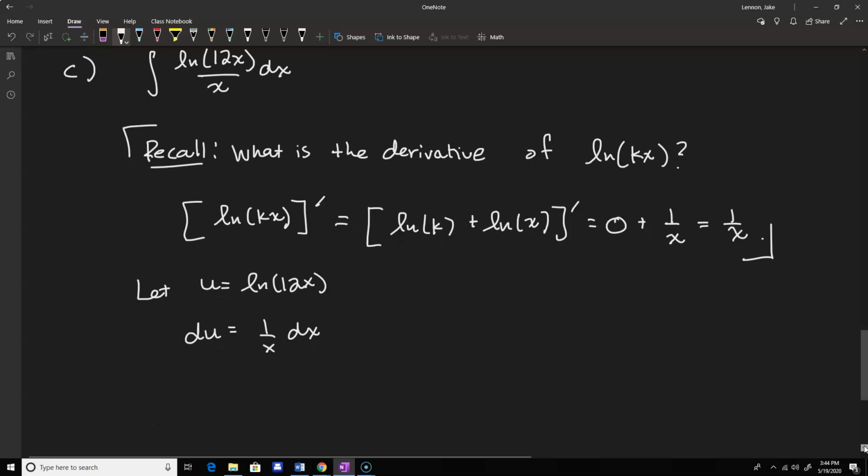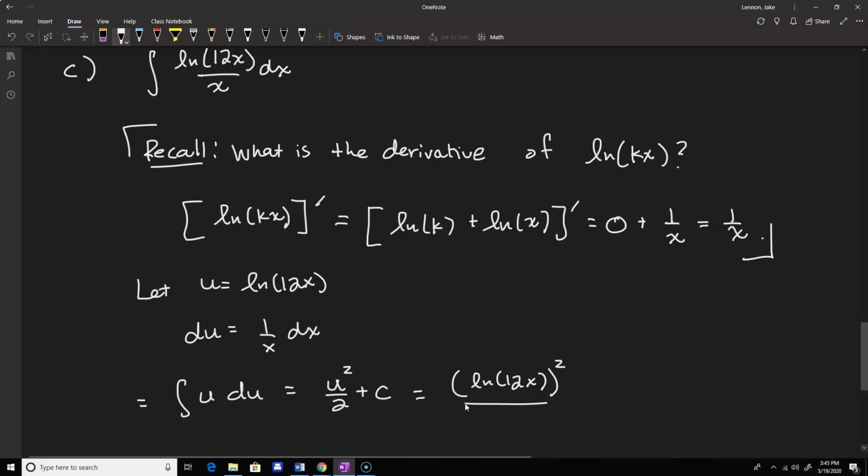Utilizing that substitution allows us to write the integral as the integral of u times du, and that's a very easy antiderivative. We just apply the power rule, so we get u squared over 2 plus a constant, and we can change u back into the natural log of 12x. So this is going to be the natural log of 12x squared over 2 plus a constant. And that's our antiderivative for C.